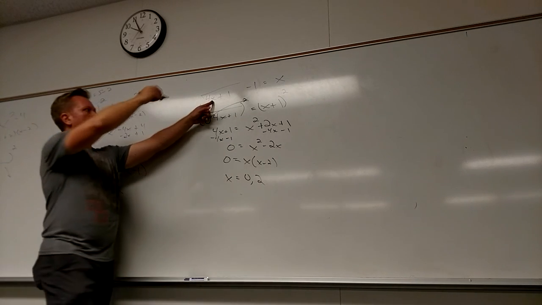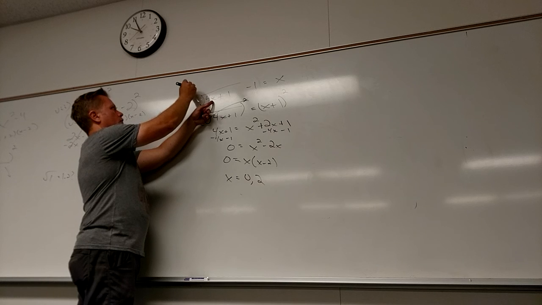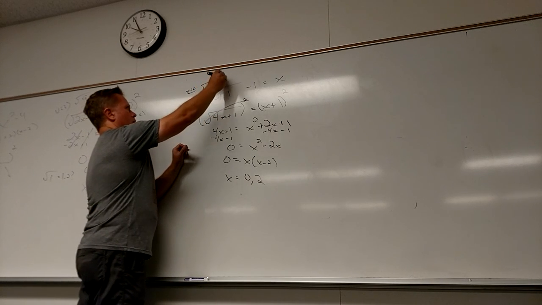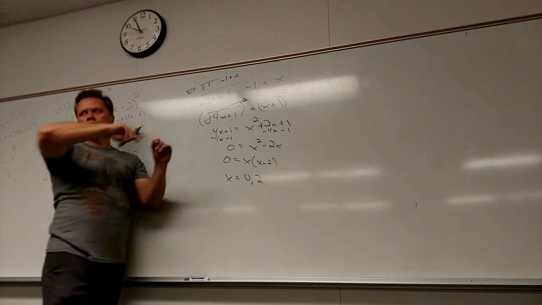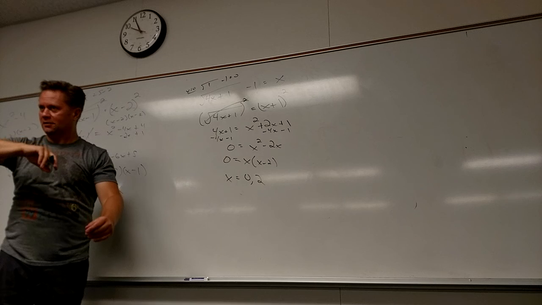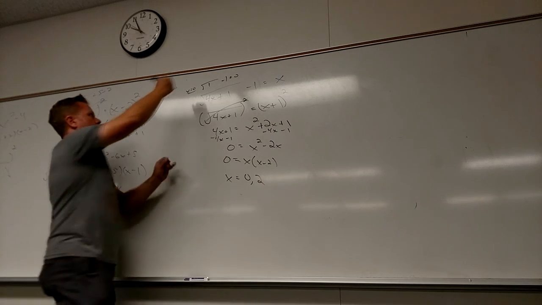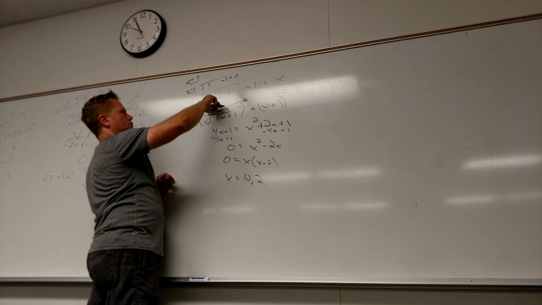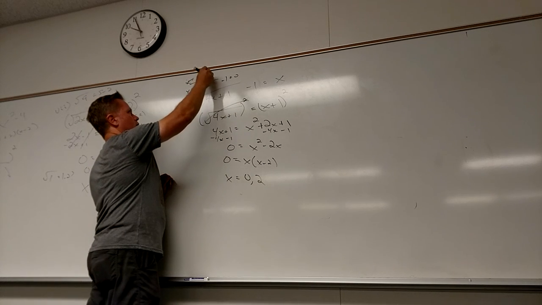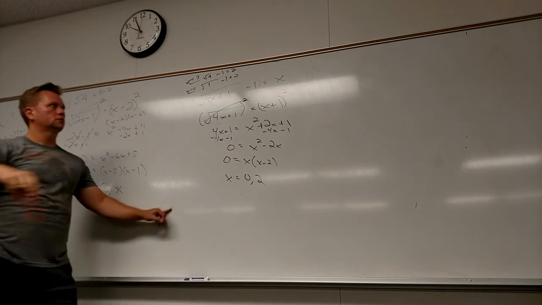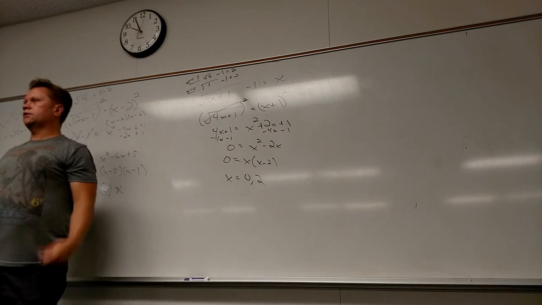If x is 0, I get square root of 1 minus 1 is 0. Is that true? Yes. If I try x equal 2, I get square root of 8 plus 1, square root of 9, minus 1 is 2. Is that true? See, so they both work.